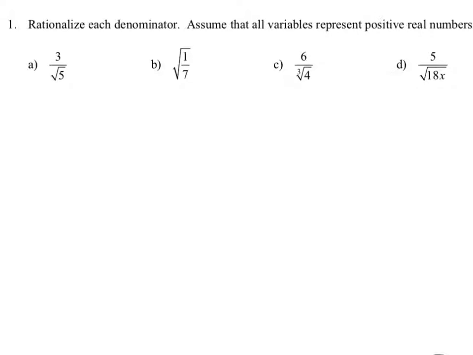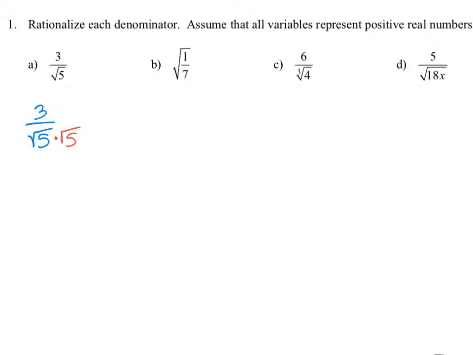For example A, we have 3 divided by the square root of 5. To rationalize the denominator, we want to multiply the numerator and the denominator by a quantity that would make the denominator result with no radical signs. We can do that by taking our fraction 3 over the square root of 5 and multiplying the denominator by square root of 5. So that will be the square root of 25, which is 5, a nice whole number without any radical signs.